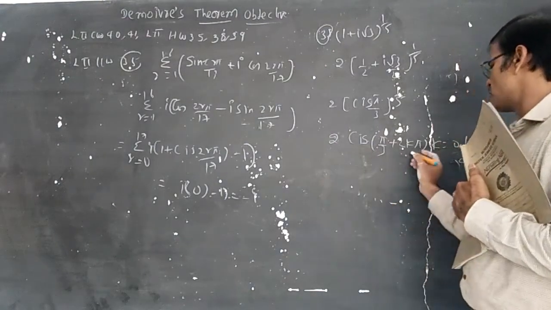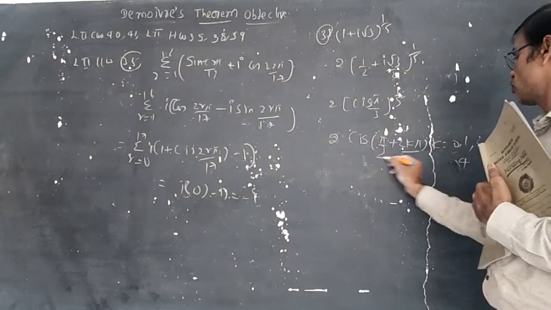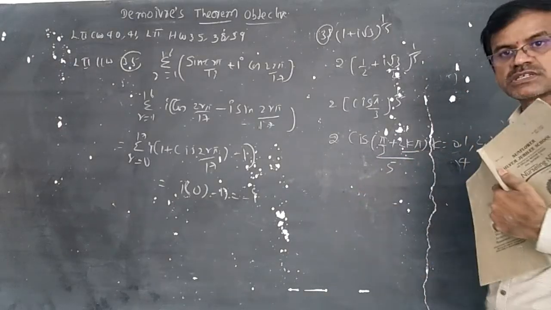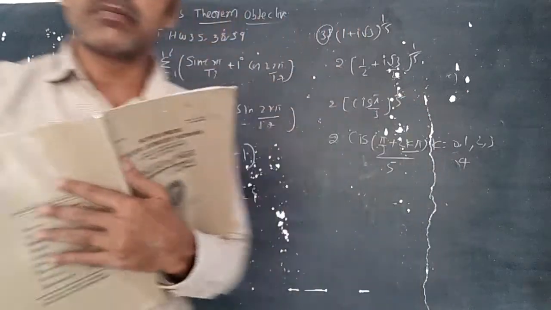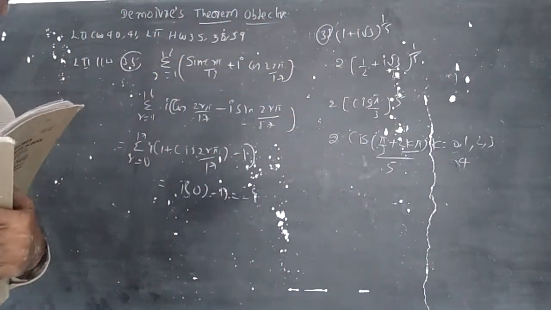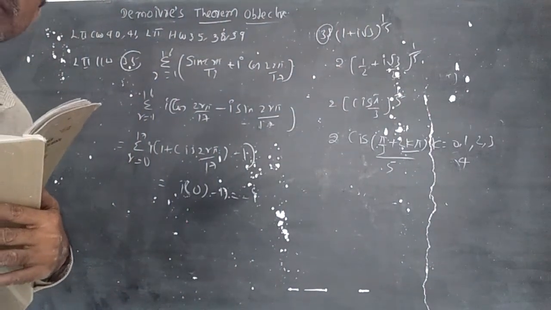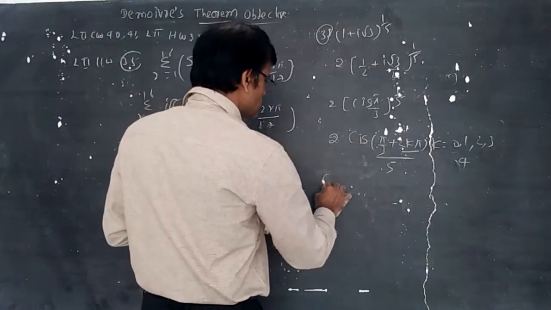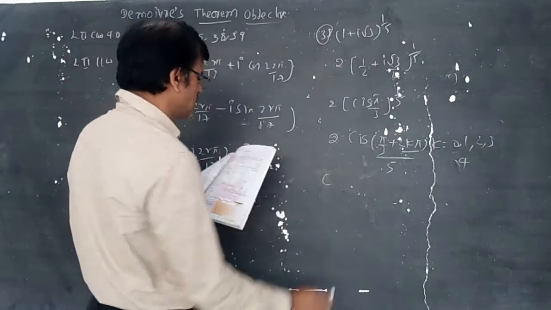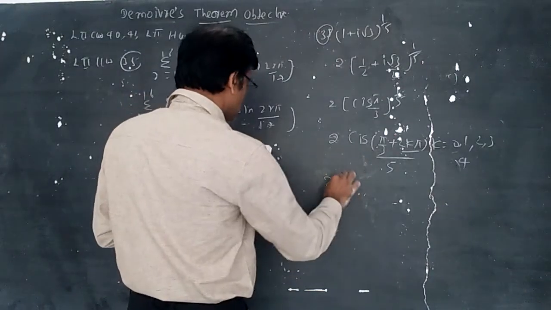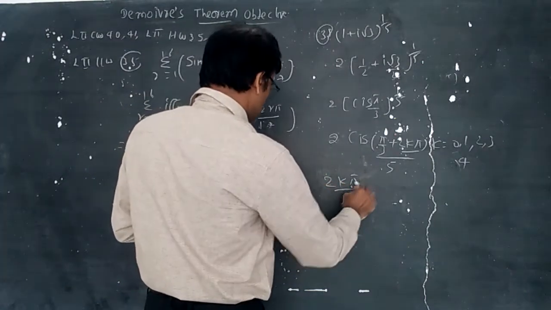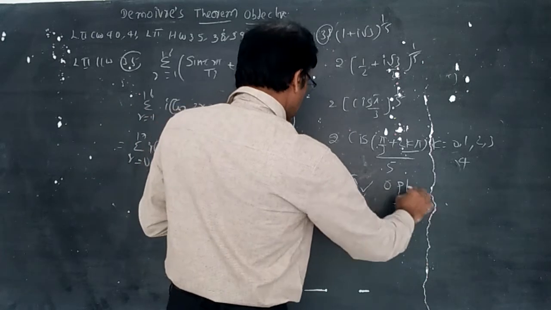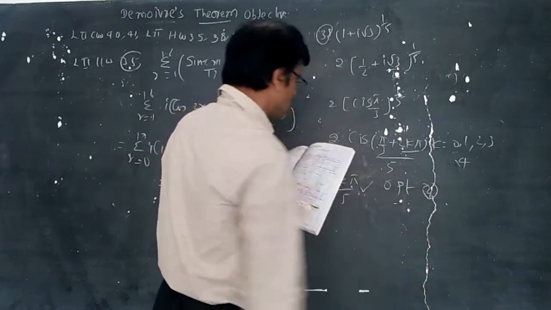So 2kπ total by 5 you should take: (θ plus 2kπ)/5. So 2kπ/5 is the argument. Of course it is nothing but 2kπ/5. So the option given is option 2π/5.